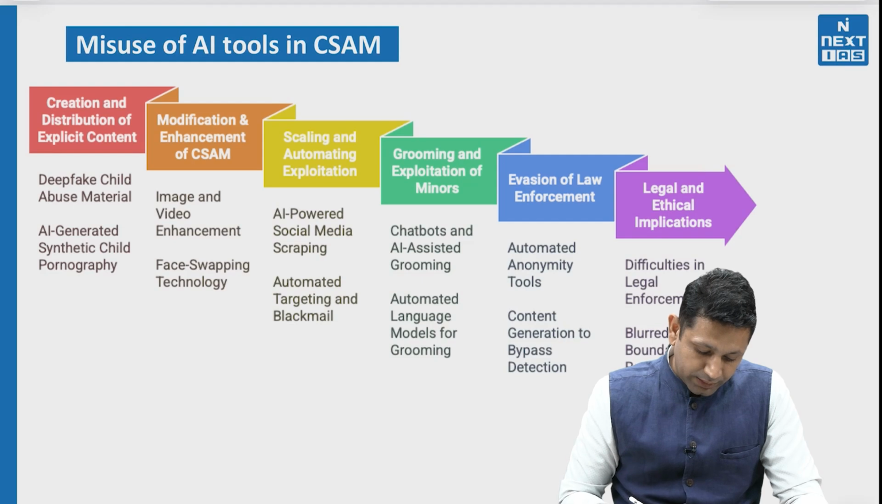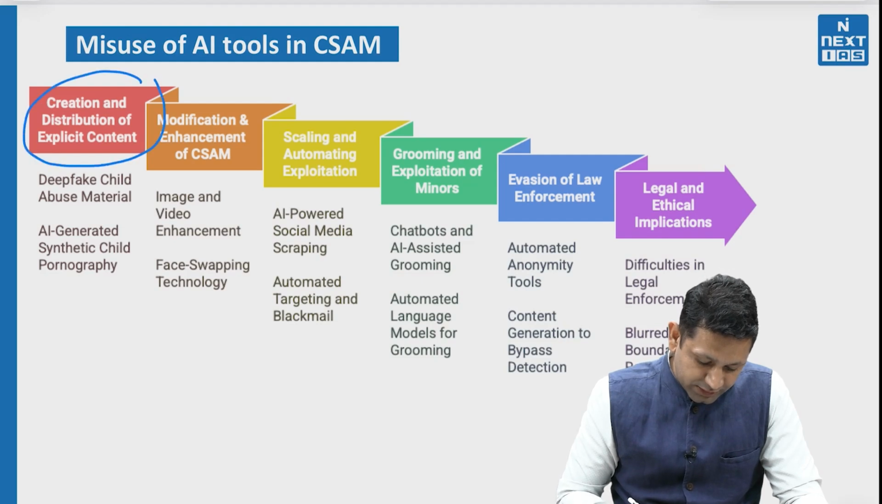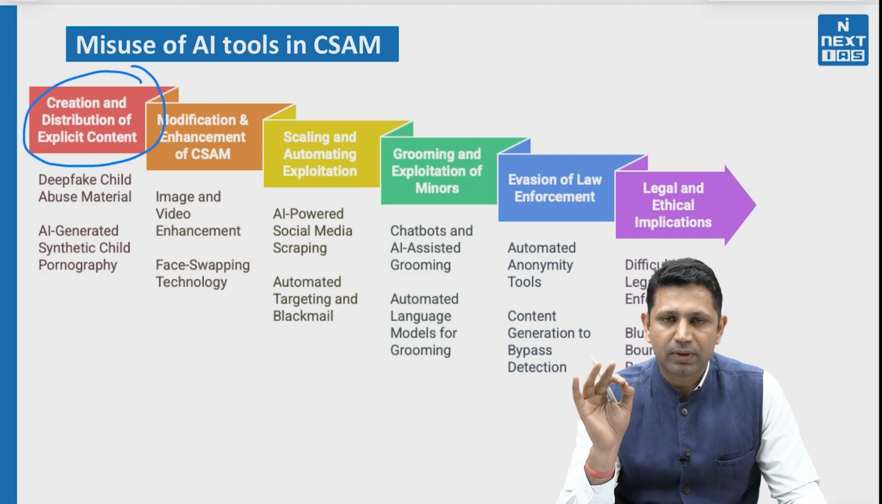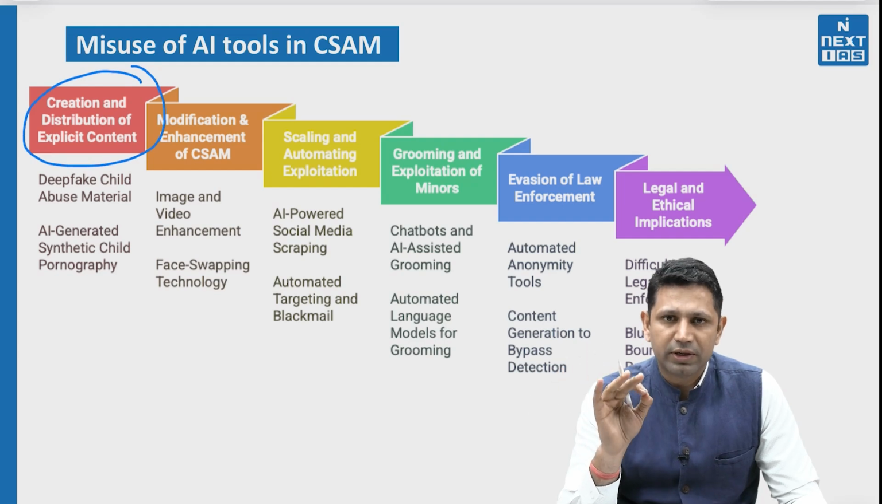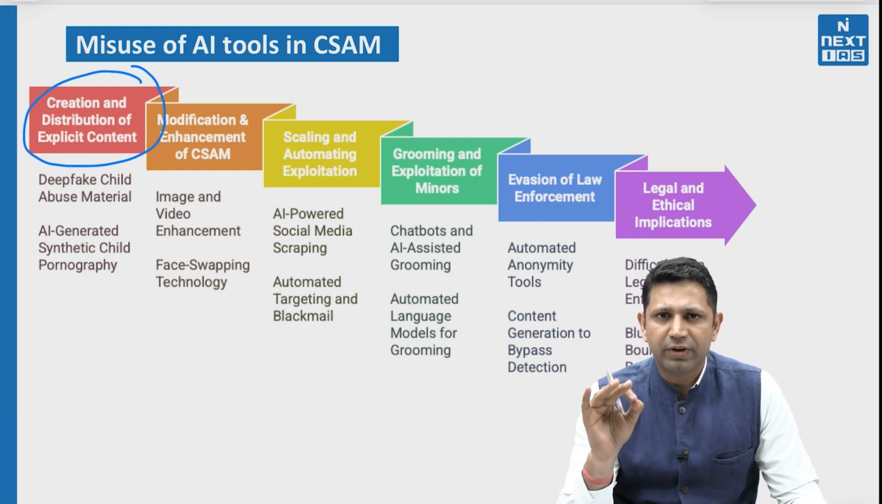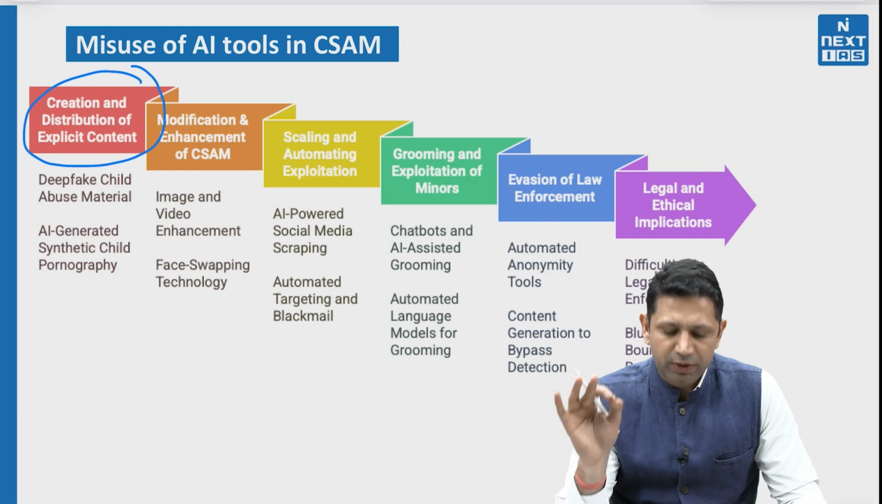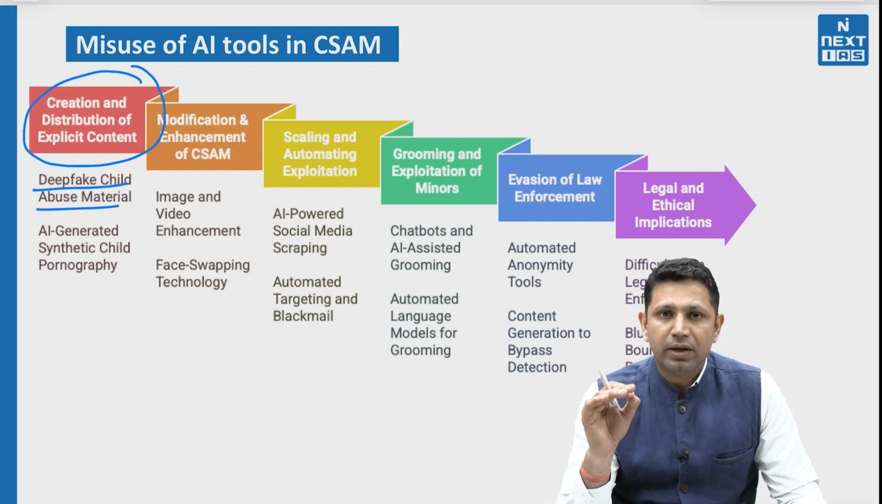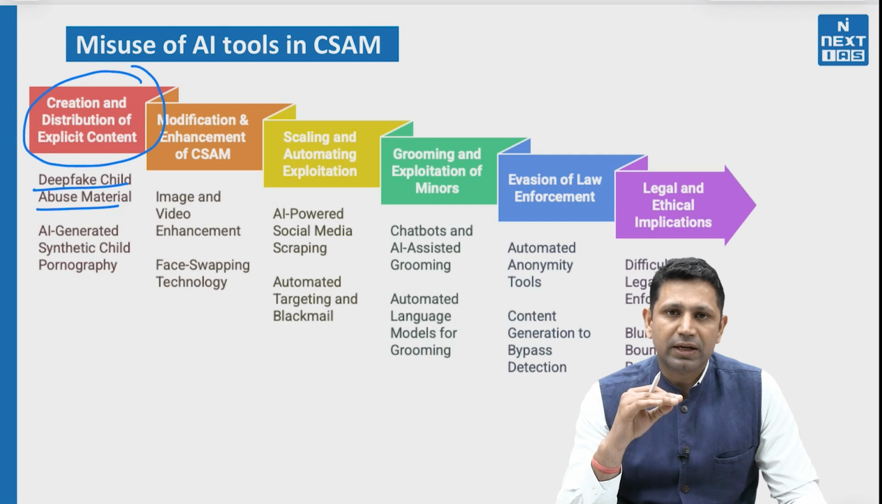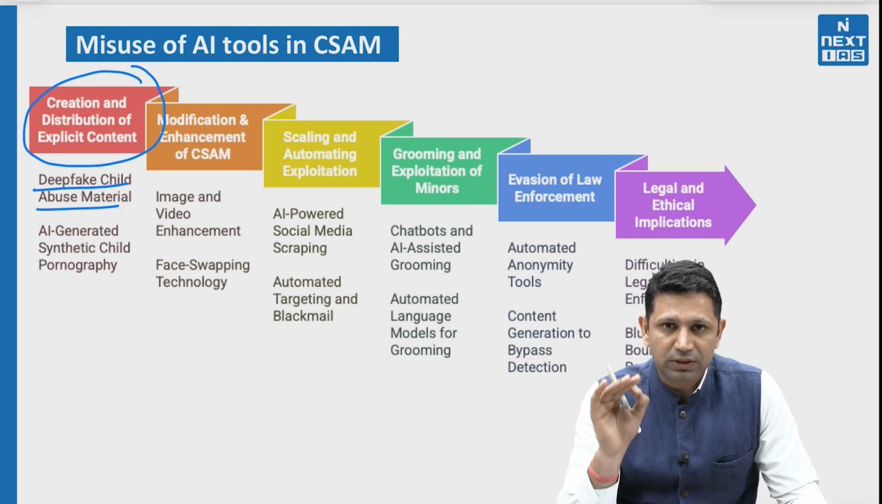First of all, it can lead to creation and distribution of explicit content. Its role in creating new content is very, very prominent. For example, it can create deepfake child abuse material. It can create new videos and new images of child pornography. So that is a challenge for us.